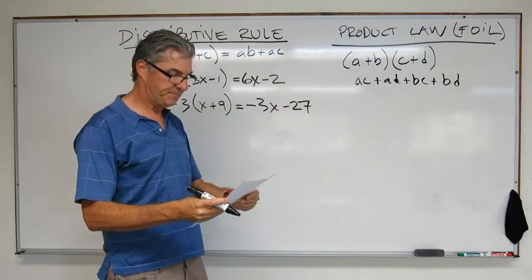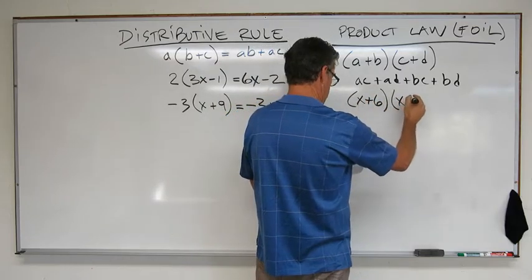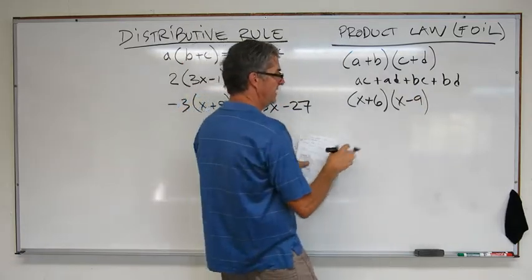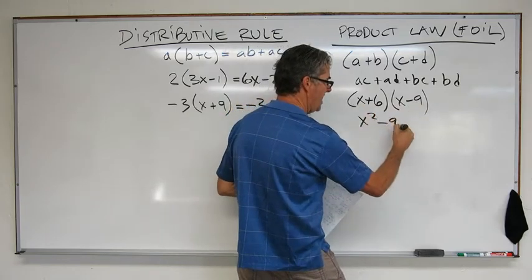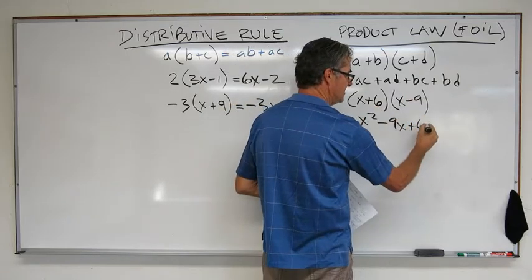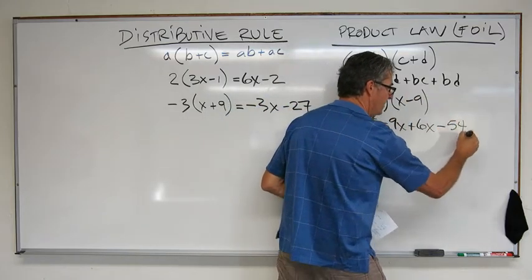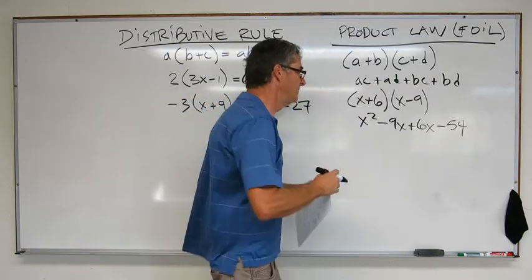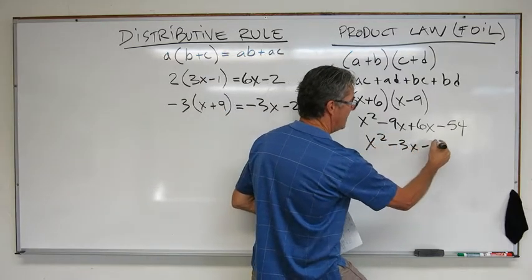Let's do an example. Okay, so I do my first, that's x times x, which gives me x squared. I do my outside, minus 9x, minus 9 times x. My inside, 6 times x, which is plus 6x. And my last, which is 6 times negative 9, is minus 54. Now I have a final step because these are like terms, I can combine them. So this becomes x squared minus 3x minus 54.